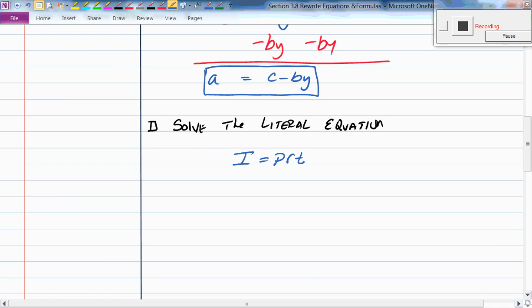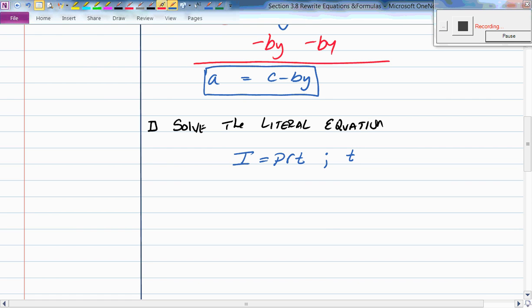Good. What does this formula mean? What does the I mean? Interest. Good. What does the P mean? Percentage. What does the R mean? Rate. What does the T mean? I would like you to solve this equation for T. How do you solve this equation for T?